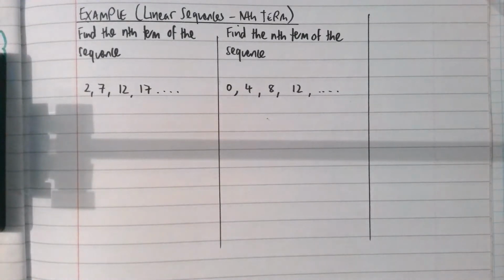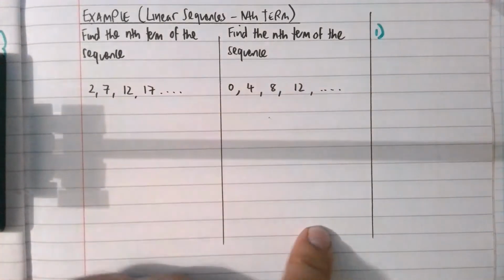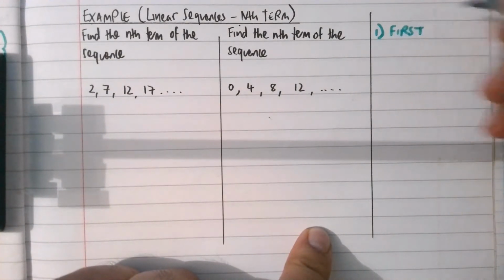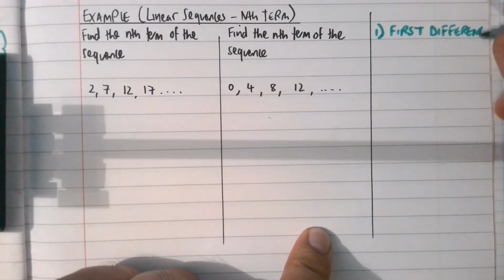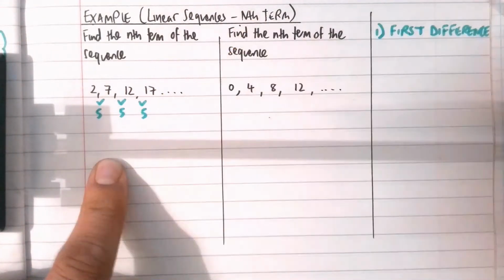So we're going to do two examples on linear sequences. We start by looking for the difference between the terms. So if we look at the first sequence, 2, 7, 12 and 17, the difference is going to be plus 5. We're adding 5 each time. That's also known as the term to term rule. It's going to be plus 5 every time.